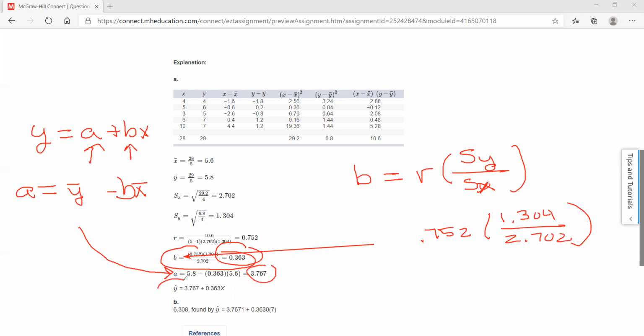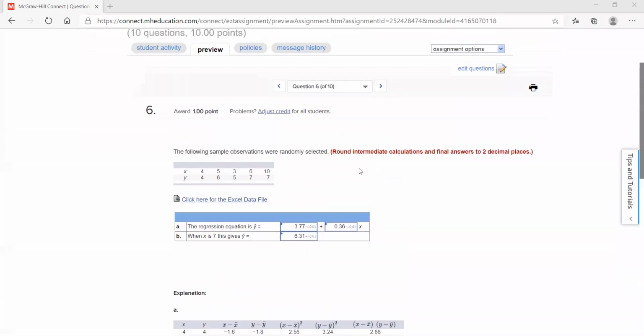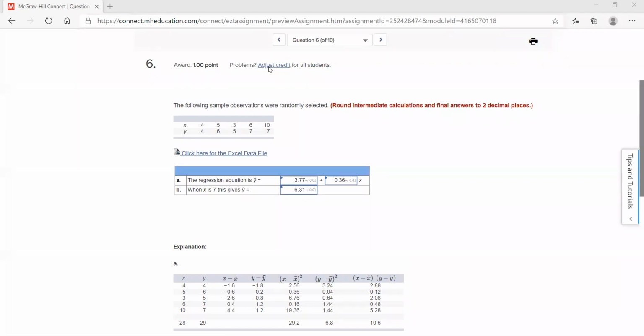And then right here, that is going to be your regression equation, which is y is equal to 3.77 or 3.76 plus 0.363x. And then whatever you plug in for x will give you a value for y, if that makes any sense. And I think in this one, they wanted you to plug in a value of 7. That's where they got the 6.308. All right, so that's how you do the regression. When x is 7, you're just plugging 7 into the equation, and that's how they got the 6.31.